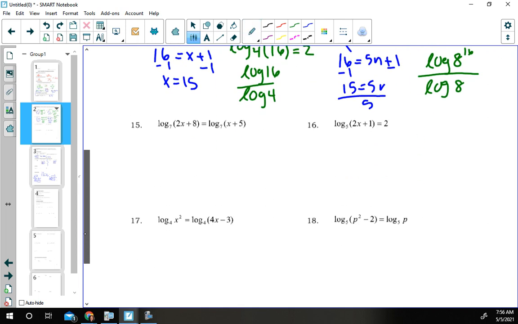All right, my next step here, I have logs on both sides, so I can go ahead and cancel and then try to solve this algebraically. Pause the video, make sure your algebra skills are up to par. See if you can solve this algebraically by yourself, and then go ahead and check your answer. You need to throw a little 1 in front to make it easier.